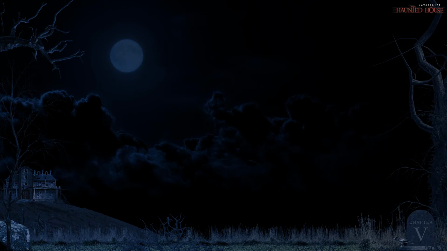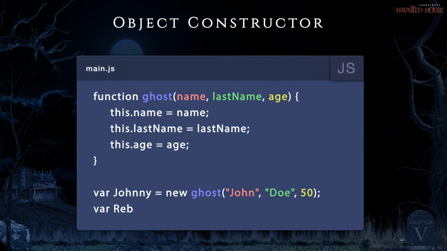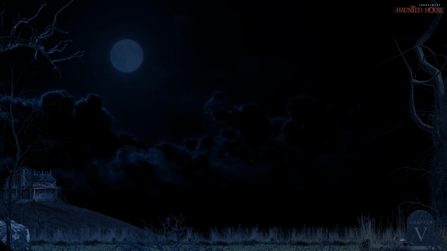Another way to create objects with JavaScript is to use object constructors. Object constructors are useful because we can create multiple objects of the same type. Obviously, each one of them will have different values, but the same properties and behavior.